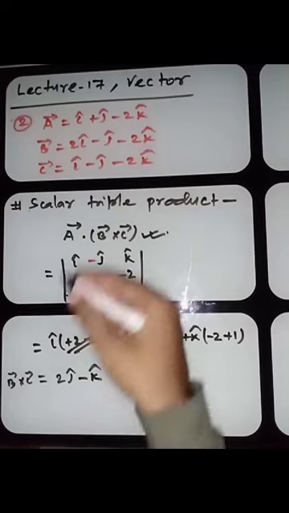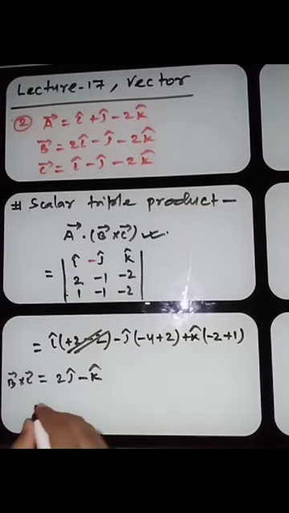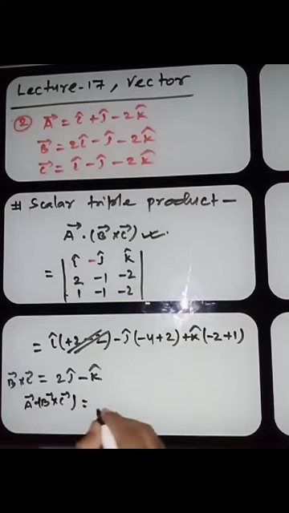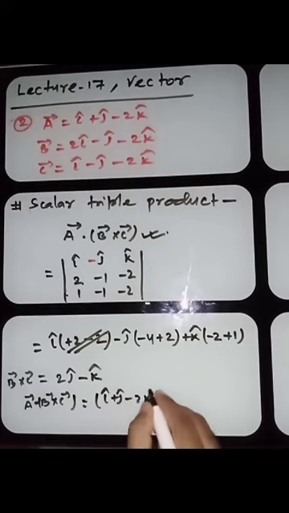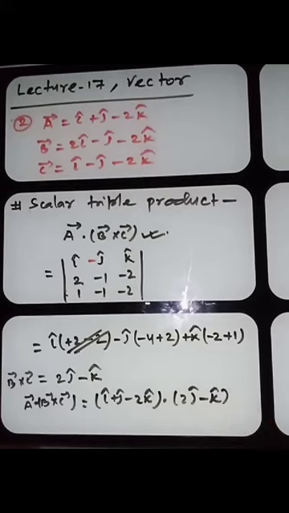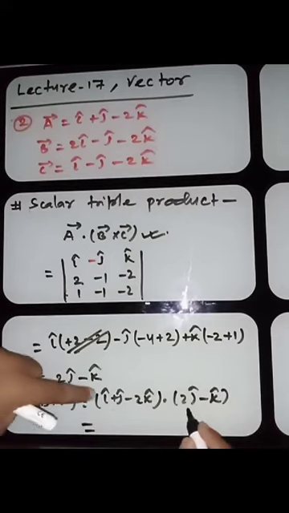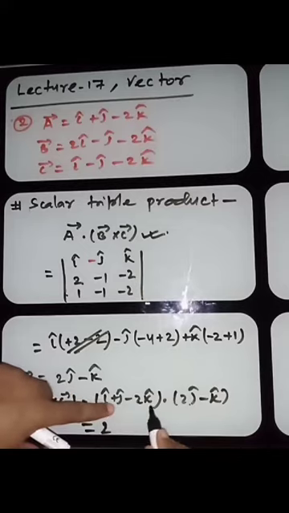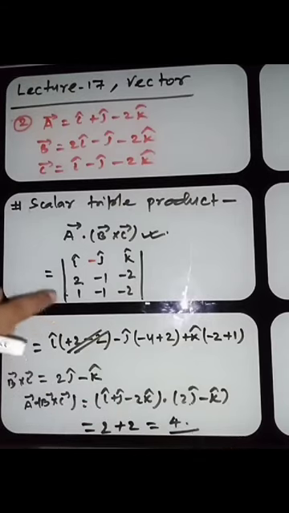Now we have to find A dot B cross C. So A dot B cross C will be here: A, which is i plus j minus 2k, dot 2j minus k. All right, now it is 2j, so the dot product will be 2, minus minus plus, again 2. Overall result, it is 4. Okay, my dear student? Yes.